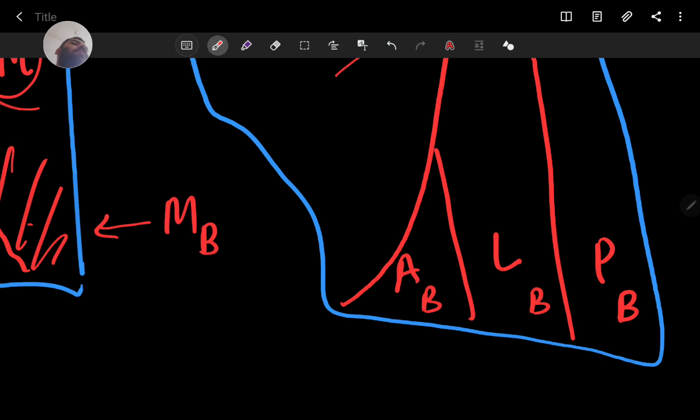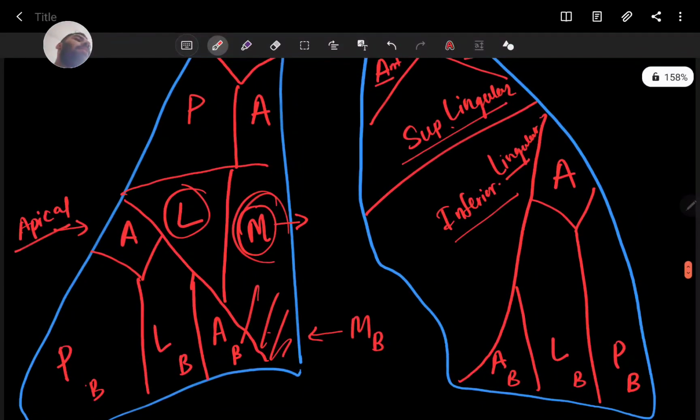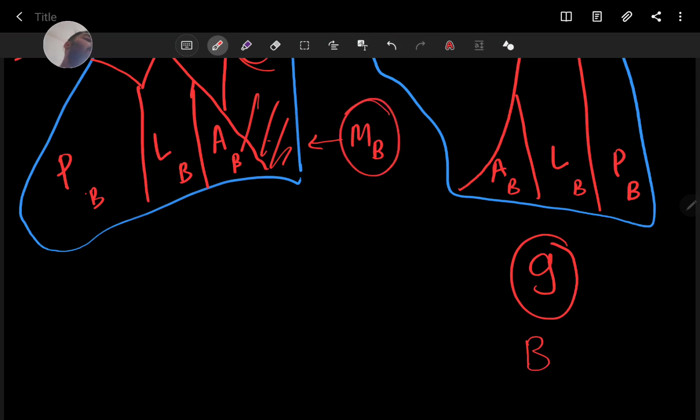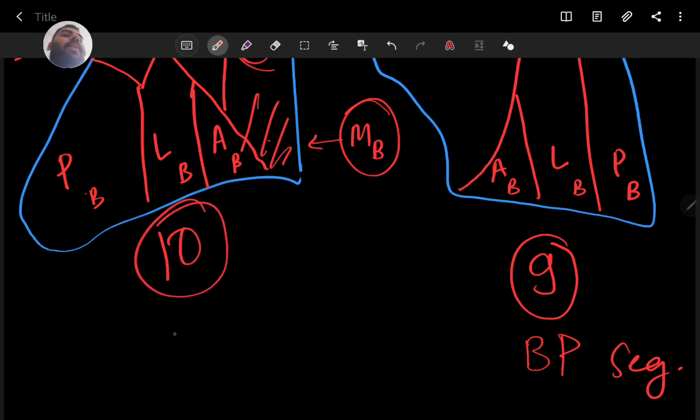Whereas medial, there's no medial segment in the left lung. There's no medial segment in the left lung. Therefore, you have 9 bronchopulmonary segments in the left lung, and in the right lung you have 10 bronchopulmonary segments.